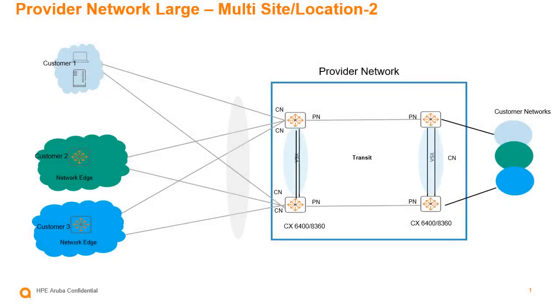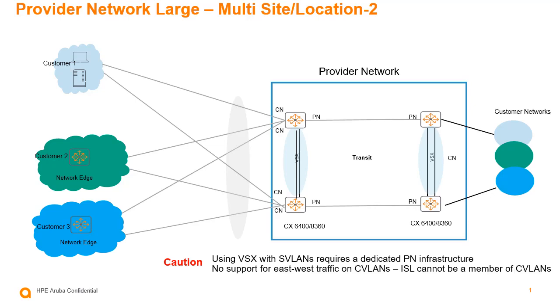So VSX can be leveraged to support QinQ, and this would be applicable right now to the 6400 and the 8360 series. This may be a requirement if VSX is a prerequisite for the infrastructure, but there are some restrictions. Of course, I think I've touched on these already. Using VSX with service VLANs requires a dedicated PN infrastructure. What this means is that you cannot have standard VLANs going across PN ports as part of the ISL link. So that's quite a big caveat here. So east-west traffic on standard VLANs, ICLs cannot be a member of those VLANs. So do be mindful of that when you're thinking about leveraging VSX as part of the QinQ provider backbone.